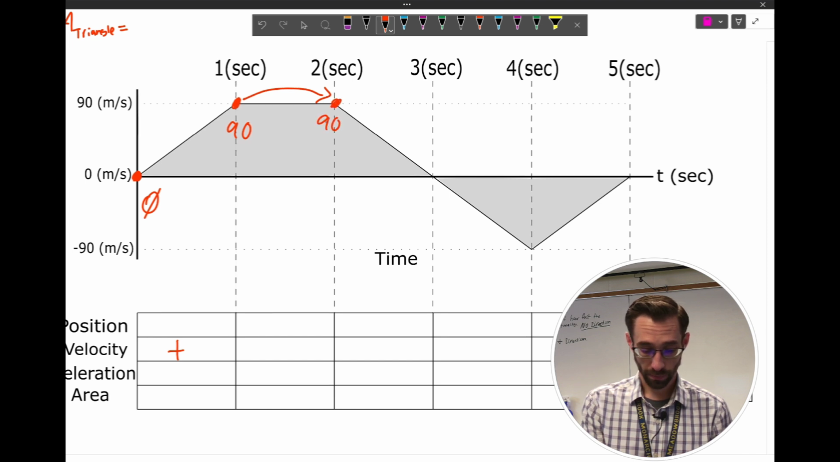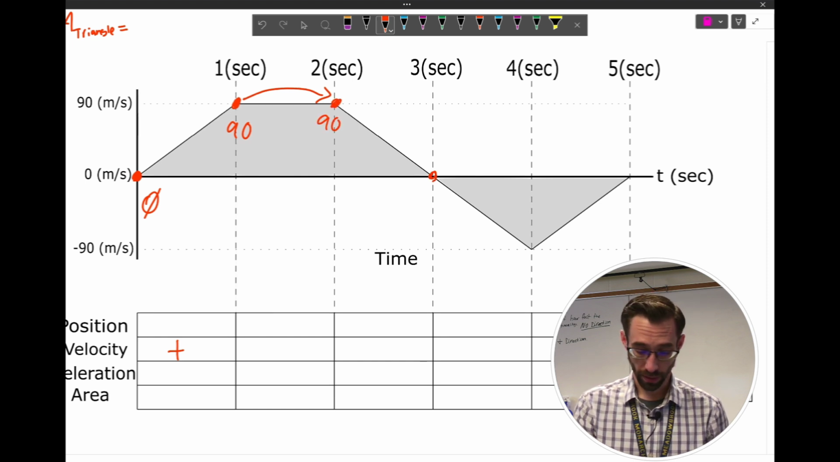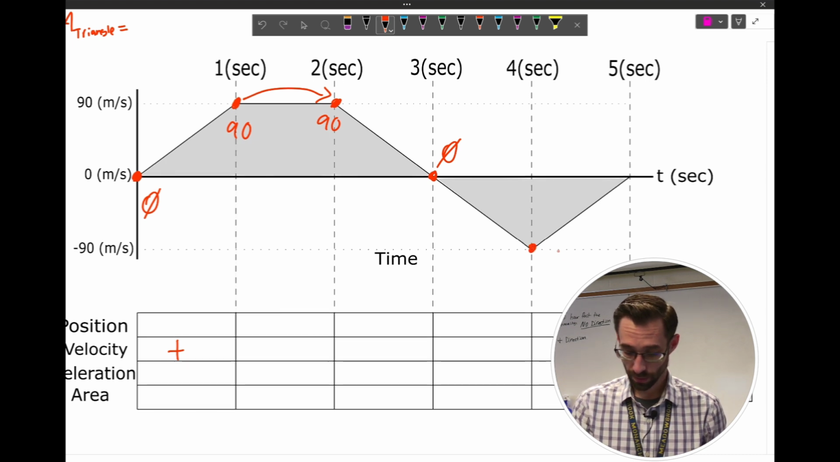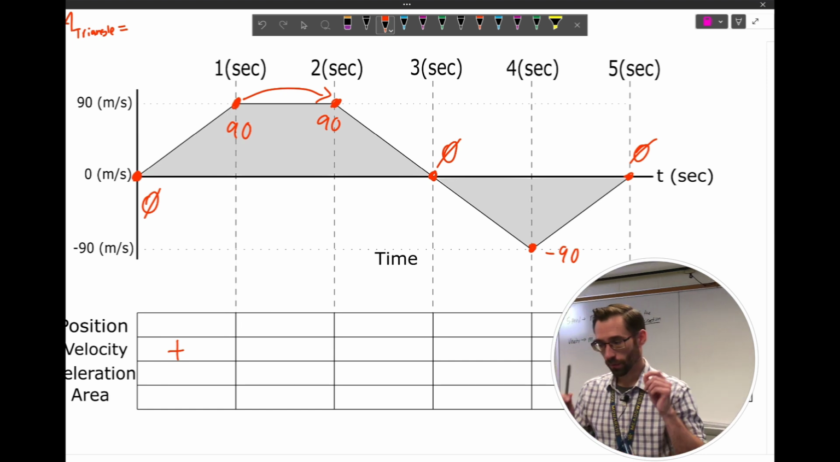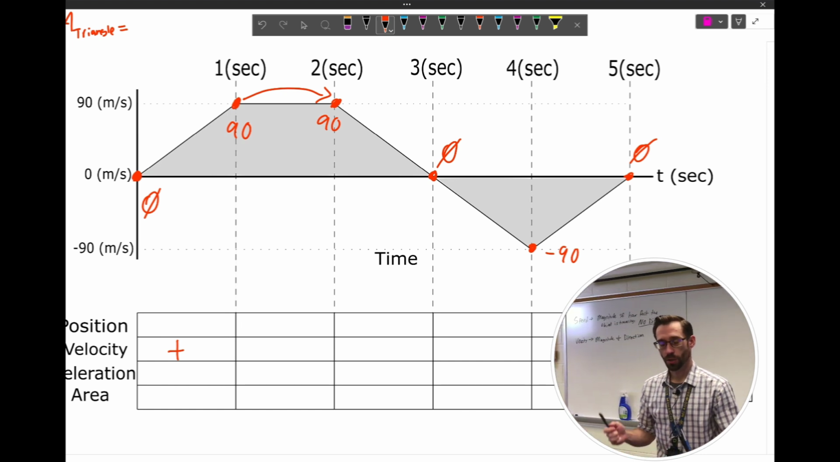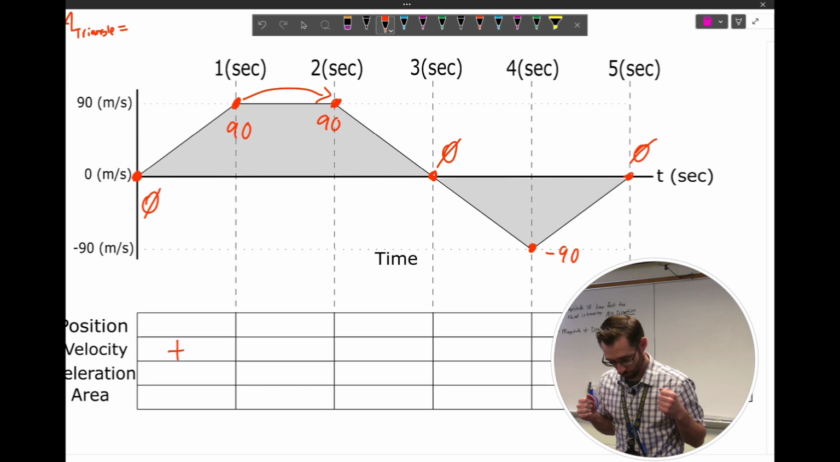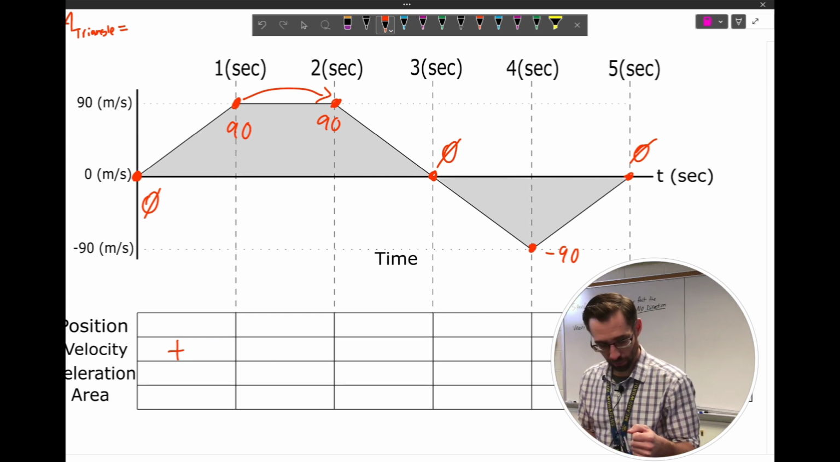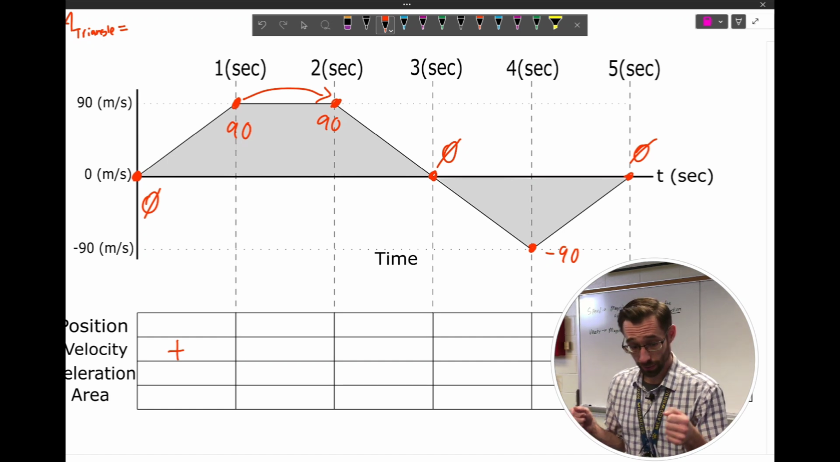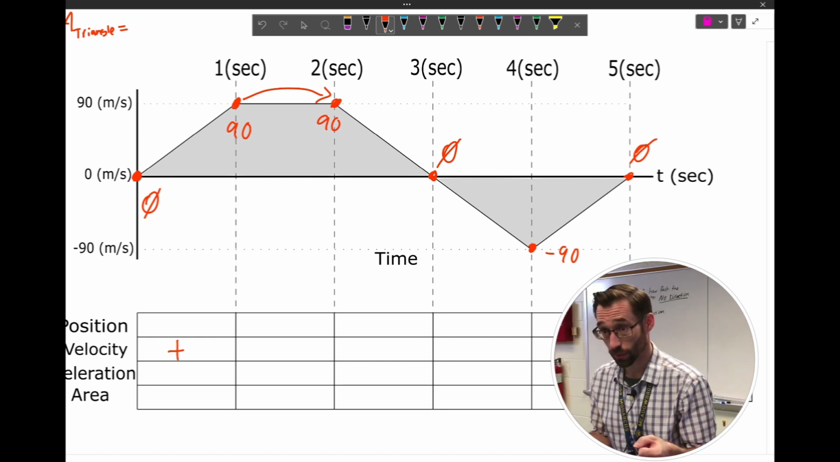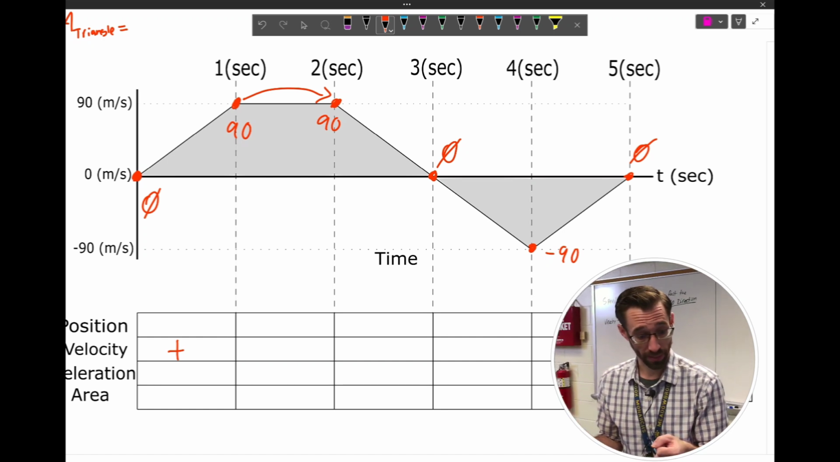All right, so if at 1 second I'm 90, what about 2 seconds? What am I at? 90. What about here? 0. Down here, negative 90. And then here, 0. Okay, so if I just look at those numbers, I start off at 0. I travel forward until I reach 90 meters per second. And then I hold for a second, and I'm traveling at 90 meters per second. And then I hit the brake, and I start slowing down until I hit 0. And I hit 0 at 3 seconds.